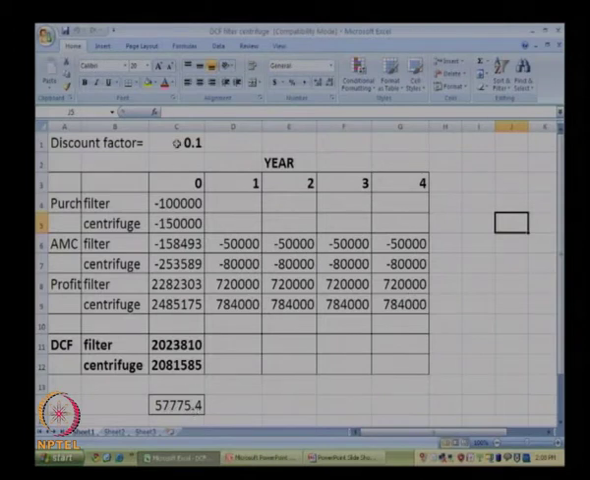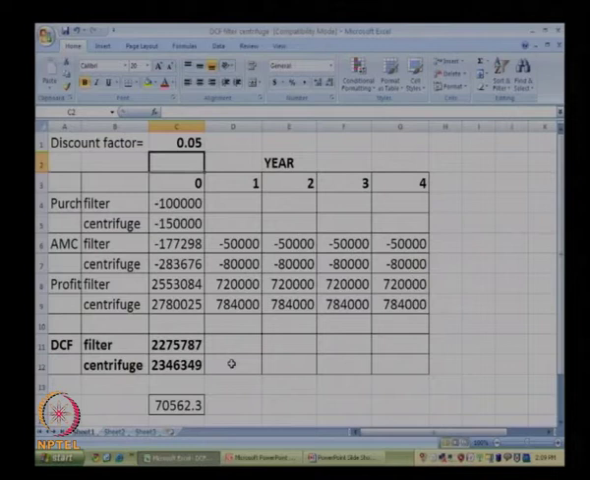That is for a discount factor of 10%, that means 0.1. So the advantage of doing this in Excel is we can change this number. If the discount factor is 5%, that means the difference between this current year and the next year is only 5%, unlike the 10% which I have here. So if I put in that 5% and have a look at this number, you see the difference comes out to be almost 70,562. So depending upon the discount factor, the advantage between the filter and the centrifuge changes, understand.